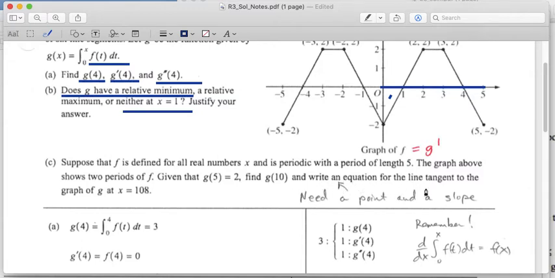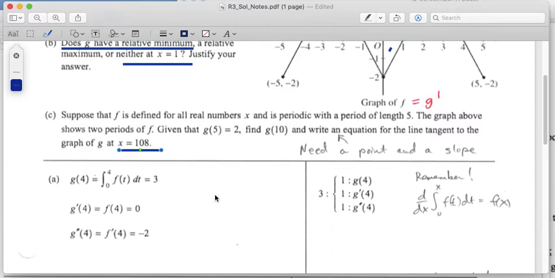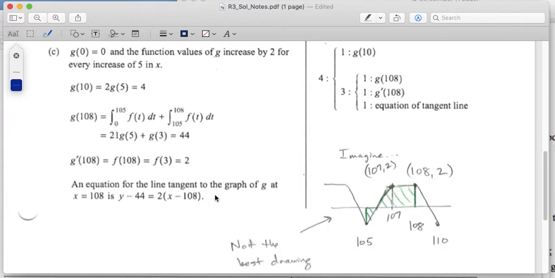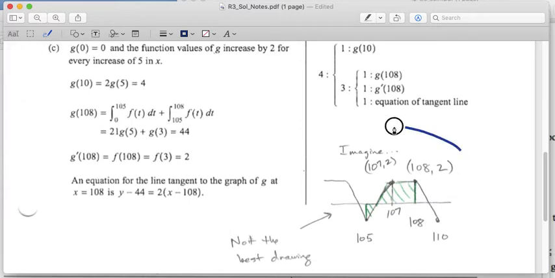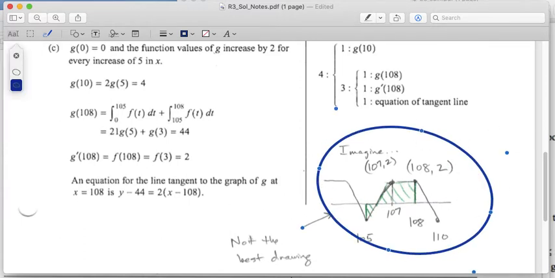Write an equation for the line tangent to the graph. There's 2 parts to part C here. Write an equation for the line tangent to the graph of g, holy cow, at x equal 108. How are we going to go all the way out to 108? Well, remember, it's periodic with a period length of 5. So what I want you to do is imagine this period that's way over there.